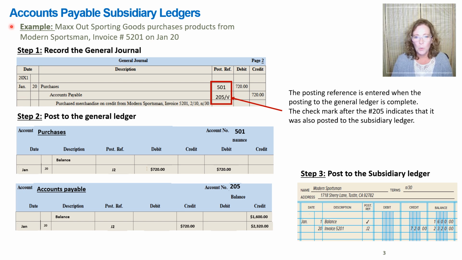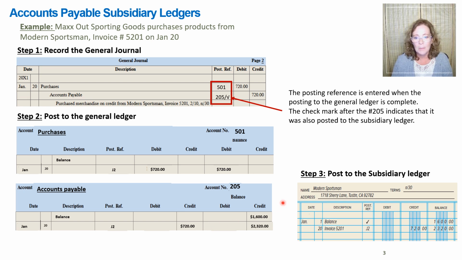We'll start with Max Out Sporting Goods purchasing products from Modern Sportsman for $720 with invoice 5201 on January 20th. Step 1 here is to record the transaction in the general journal with a debit to purchases and a credit to accounts payable for $720. Step 2 is to post the transaction to the general ledger by first debiting the purchases account 501 for $720 and crediting the accounts payable account 205 for $720.